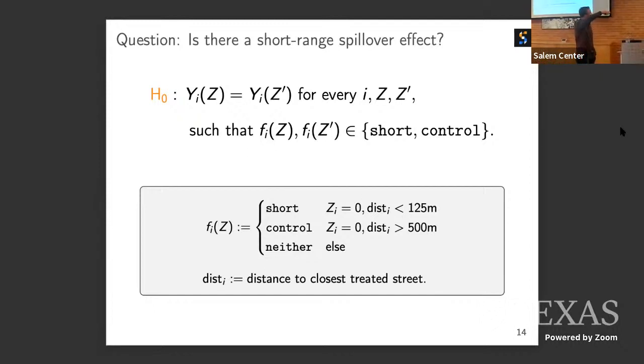So what's going on here? What this is saying is that my potential outcomes are fixed for every unit that has an exposure that is either a short-range spillover or a pure control. This is focusing on streets that are either close to treated streets or streets that are really far away from treated streets, and is saying that these potential outcomes are fixed for these two levels of exposure. Here in the gray box, I've defined what my spillover and my pure control mean. What is my exposure function? I'm defining a short-range spillover as an untreated street that is within 125 meters of a treated street, and I'm defining a control as also untreated and 500 meters away.